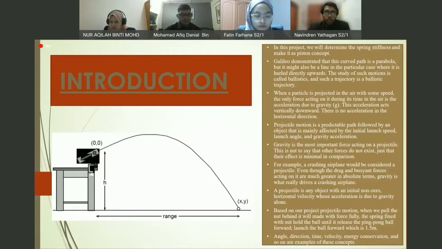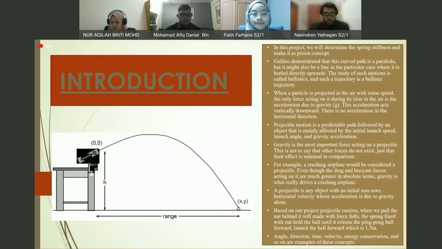As we know, projectile motion is a predictable path followed by an object that is mainly affected by three factors. The first factor is the initial launch speed, the second is the launch angle, and the third one is the gravity acceleration. Gravity is the most important force acting on a projectile. This is not to say that other forces do not exist, just that their effect is minimal in comparison.